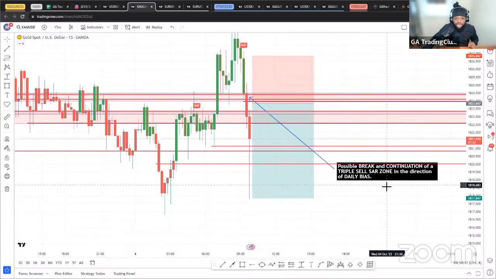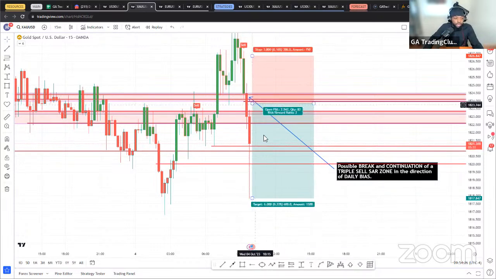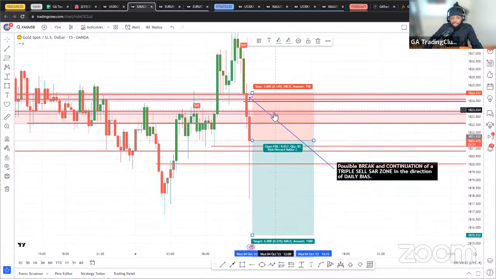So this is what I want. I need gold to hopefully come back up. But for you guys, if this candle does close anywhere below this zone, it's a valid entry. So even here, even if this candle closes here, your stop loss would technically still be above the SCRs.